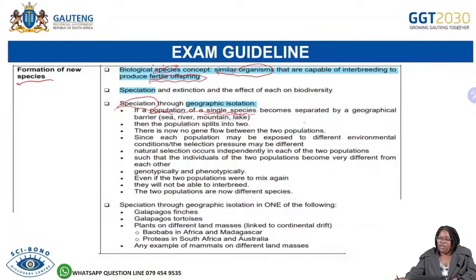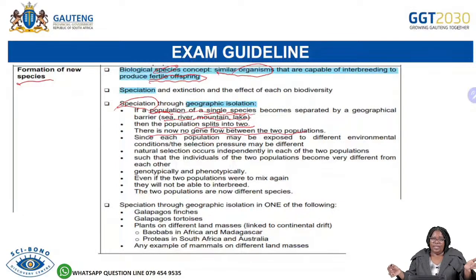So it's if a population of a single species becomes separated by a geographical barrier. If it is a general question, the geographical barrier can be the river, the sea, the mountains, or the lakes. Either of those can be a barrier, right? So a population of species becomes separated by a geographical barrier, and then the population will split into two. So once the population splits into two, what are we expecting there? There is now no gene flow between the two populations. Remember, the two populations are being separated by what? It can be the mountains, the river, the lakes, the sea, it depends, right?